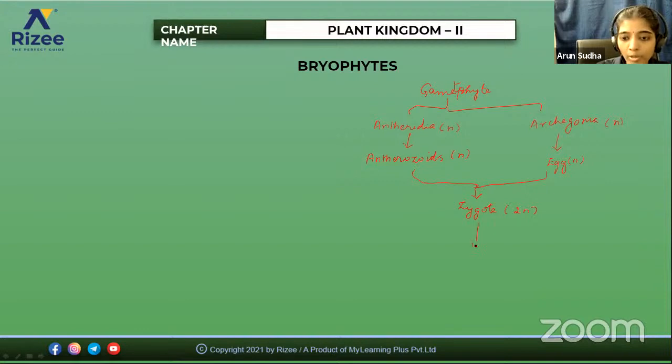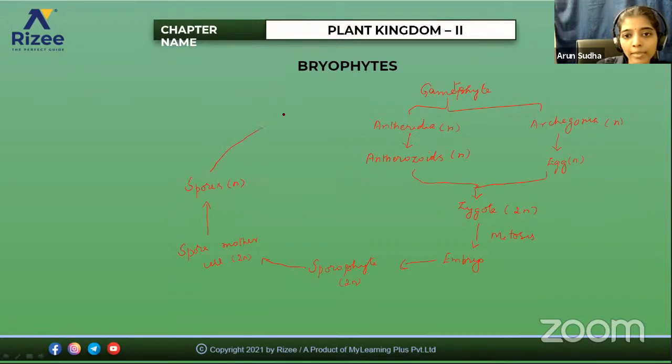And then this zygote forms an embryo by mitosis. And then this embryo develops into a sporophyte, which is also a 2N stage. And it forms spore mother cells. And these spore mother cells produce spores.